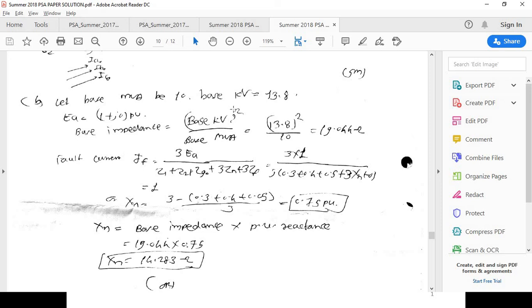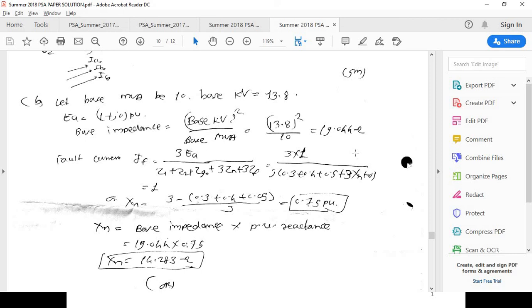So let the base MVA be 10 MVA and the voltage be 13.8 kV. So E is 1 plus j0, because for unsymmetrical fault analysis we consider E equal to 1 per unit. Base impedance is equal to base kV squared upon base MVA. So 13.8 squared upon 10, that is 19.044 ohm.